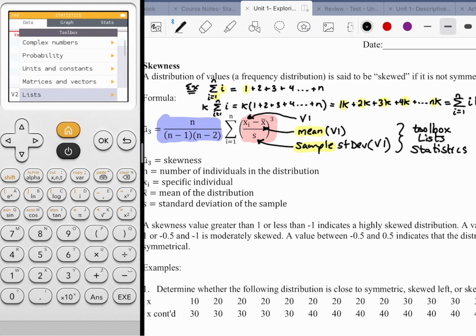1, minus, we want the mean, and the mean is in the toolbox. So again, you go right into the toolbox, down to the entry that says lists, hit the right arrow or OK, go down to the one that says statistics, right arrow or OK, select mean, and then type in V1. So capital V.